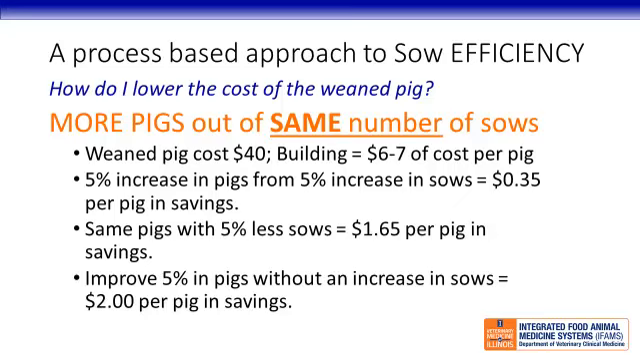A 5% change, if I increase pigs by increasing the number of sows, I change cost by about 35 cents because I only dilute this $7 cost. If I can have the same number of pigs with 5% less sows on the farm, I save about $1.65. So there's a 7-fold difference roughly, right? 6-fold difference. But if I can have 5% increase in pigs without increasing sows, I've got about a $2 bill.